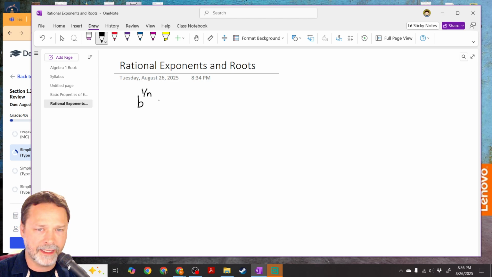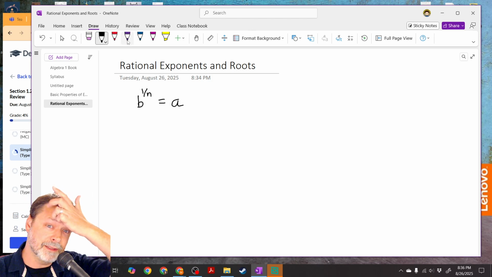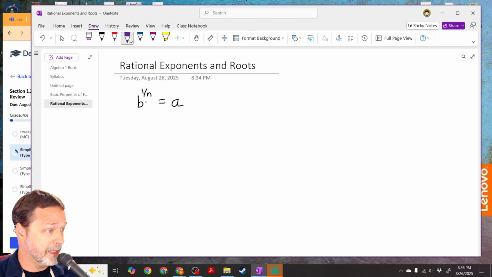Let's try to attack it this way. I'm going to say that's equal to another number a. Since we have some basic properties already, and this is an algebra class, one of the most basic ideas in algebra is we can pretty much do whatever we want to one side as long as we do the same thing to the other, and the equation will stay true.